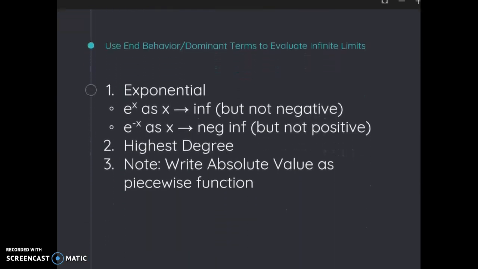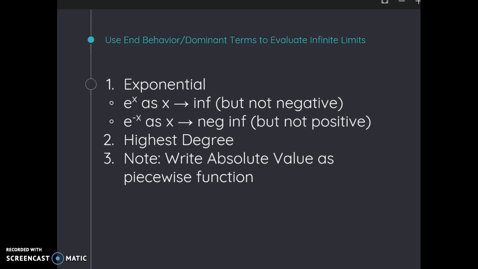So the way you're going to evaluate those limits is you're going to use end behavior or dominant terms to evaluate limits as x goes to infinity. The way you decide what a dominant term is, first you want to look at any exponential functions you have. You may not use them, but you need to think about them first. Remember that e to the x grows super fast. It starts off very small and it grows super fast. So as x goes to infinity, e to the x is really dominant. But as x goes to negative infinity, e to the x is not dominant.